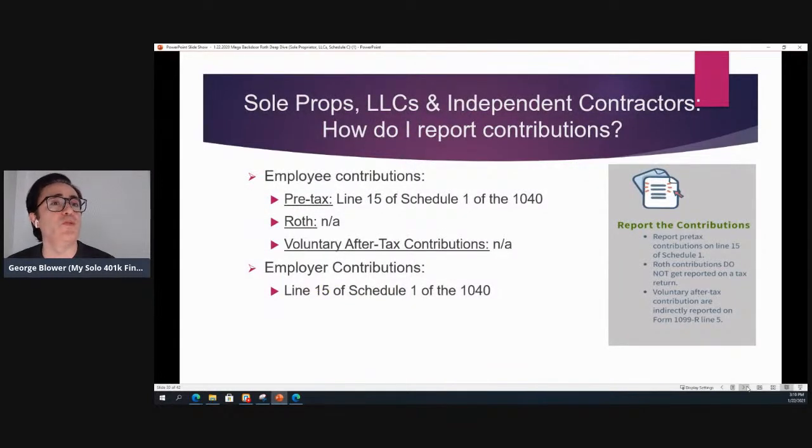How do I report the contributions? So it depends on what type of contribution you're talking about, but if it's a pre-tax employee contribution, it's going to go on line 15 of Schedule 1 of your 1040. If it's a Roth contribution or a voluntary after-tax contribution, it doesn't go on the 1040. The employer contributions would also go on that same line. So really the takeaway here is if it's a pre-tax contribution, it goes on the 1040 because you want to, of course, reduce your taxable income.